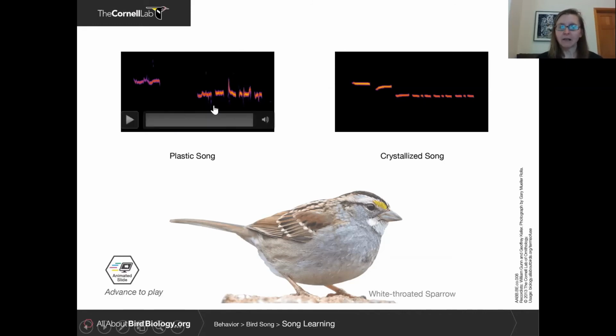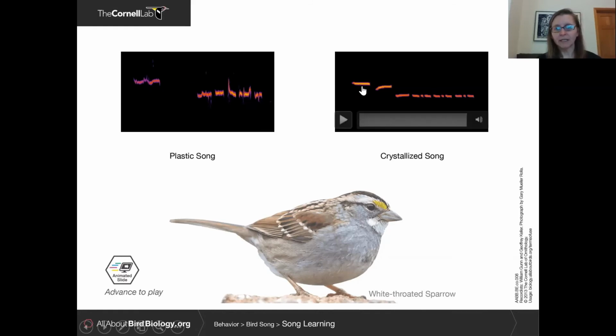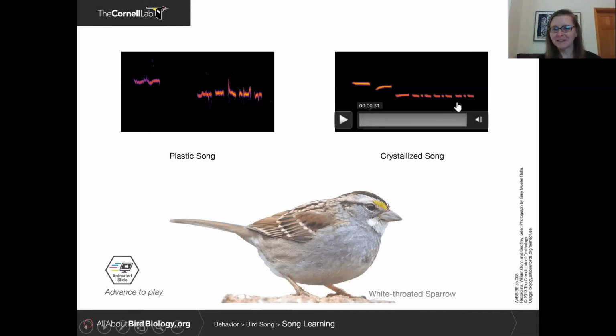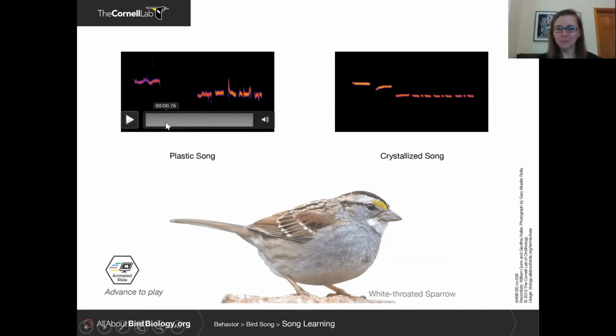And I can see a lot more buzziness. The song has more variability in its volume, but there are some elements that are similar in that there's some high notes here at the beginning, just like here, and then there's some patterns of notes following, but it's more variable. So let's listen to a plastic song of a young white-throated sparrow.